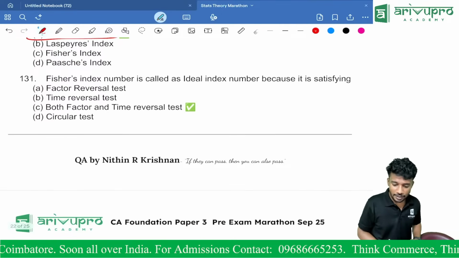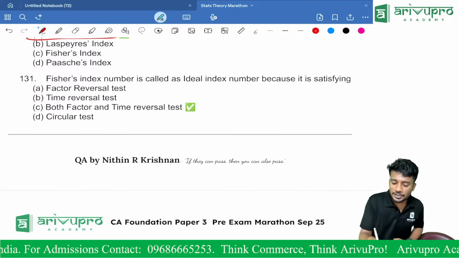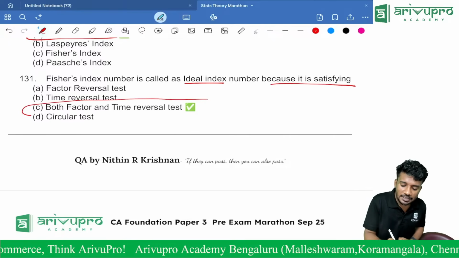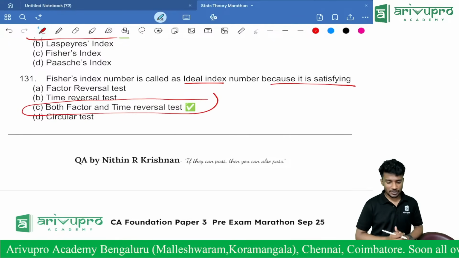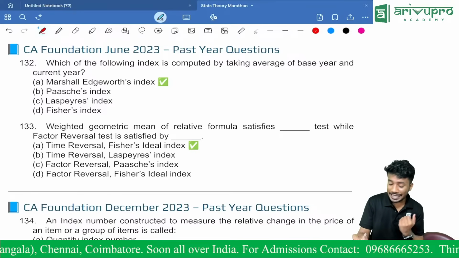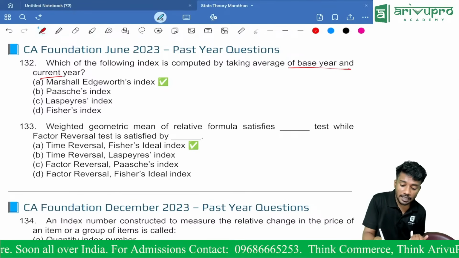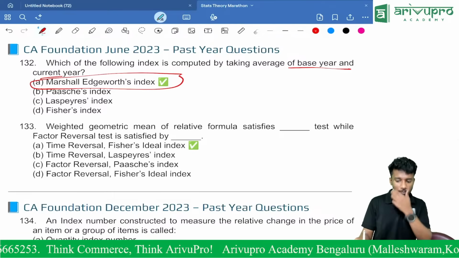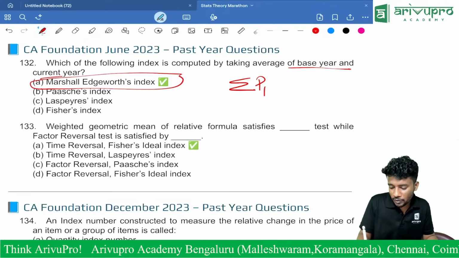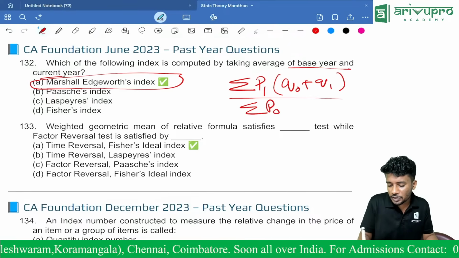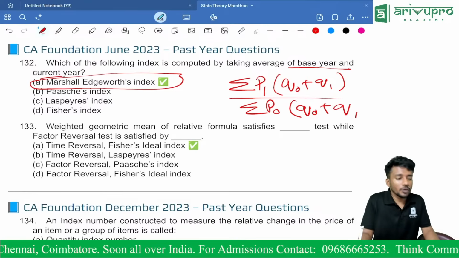Now it does not. Fisher's index number is called the ideal index number because it is satisfying both the factor and time reversal test. Okay. Then, which of the following index is computed by taking the average of base year and current year? Then Marshall's index number. Do you remember the formula for Marshall index number? Sigma P1 into Q0 plus Q1 divided by sigma P0 into Q0 plus Q1.